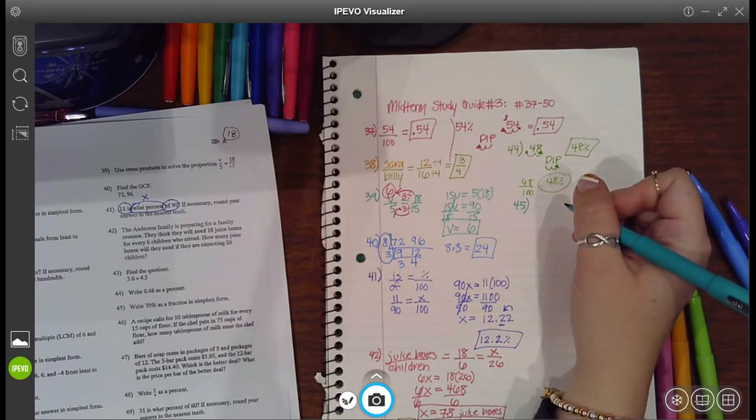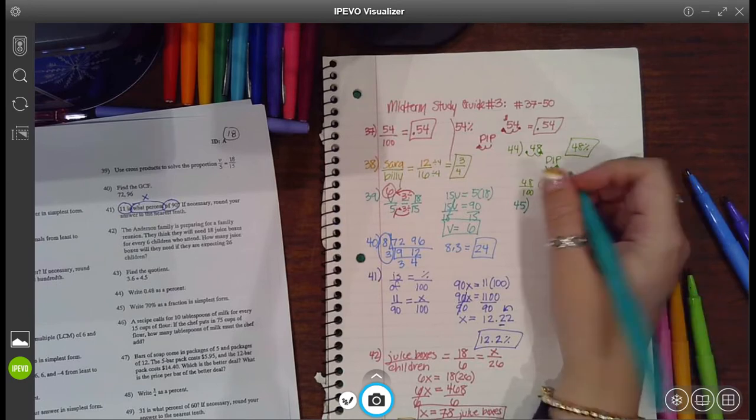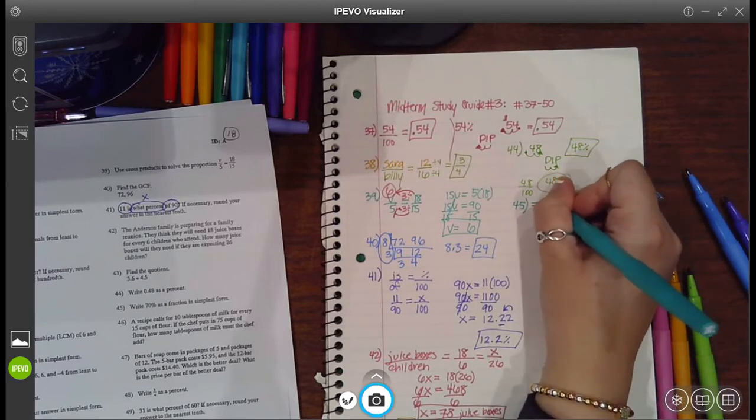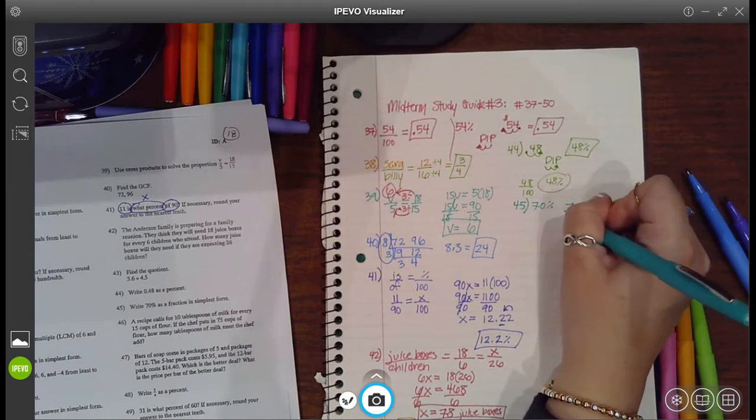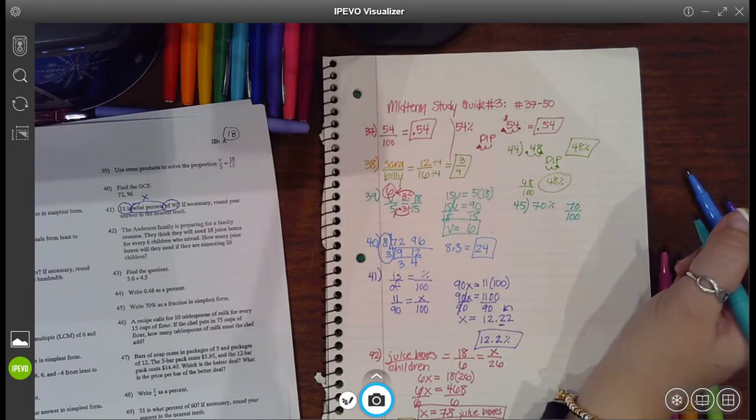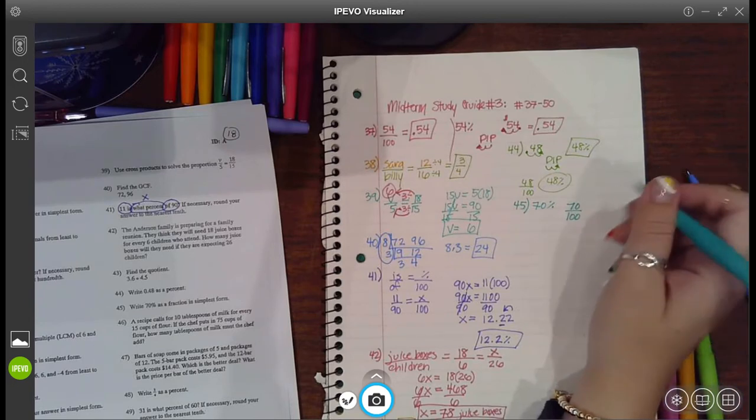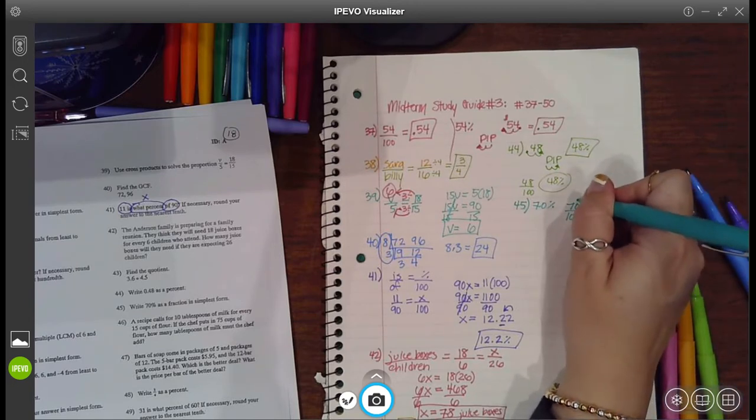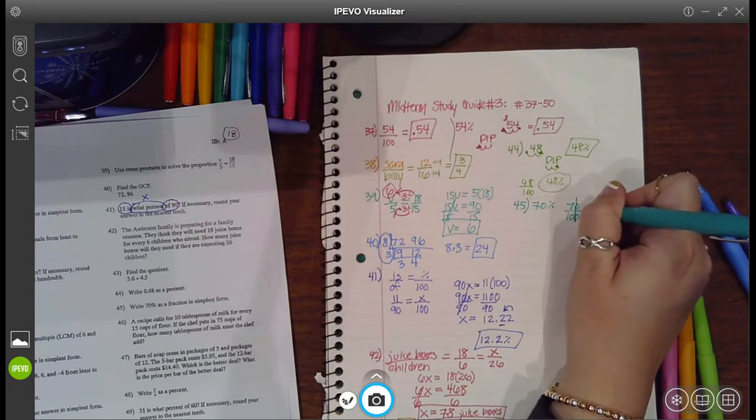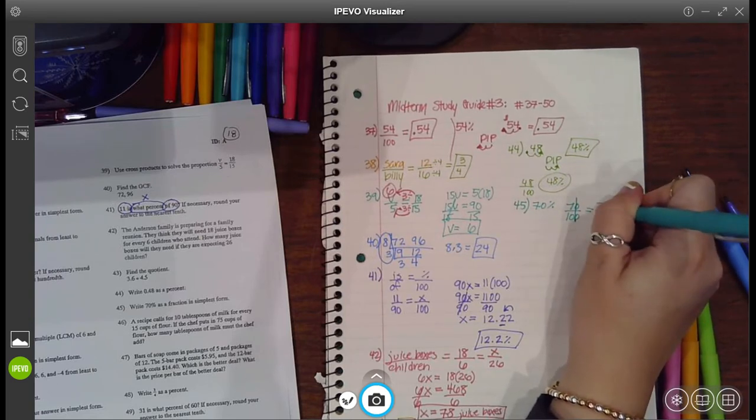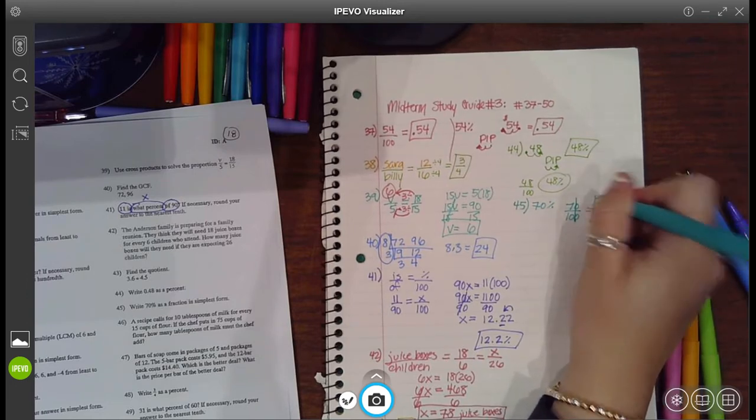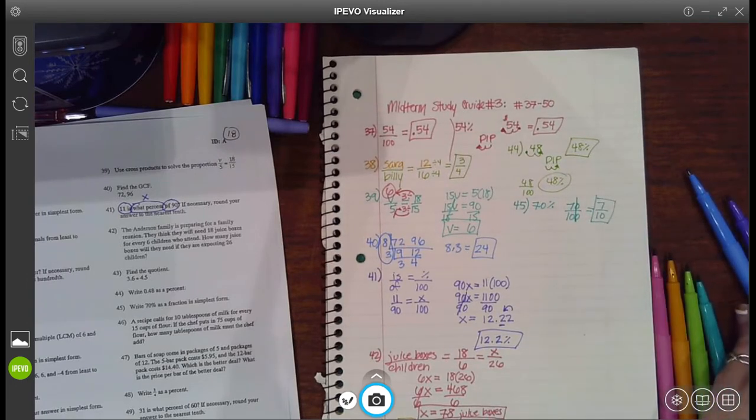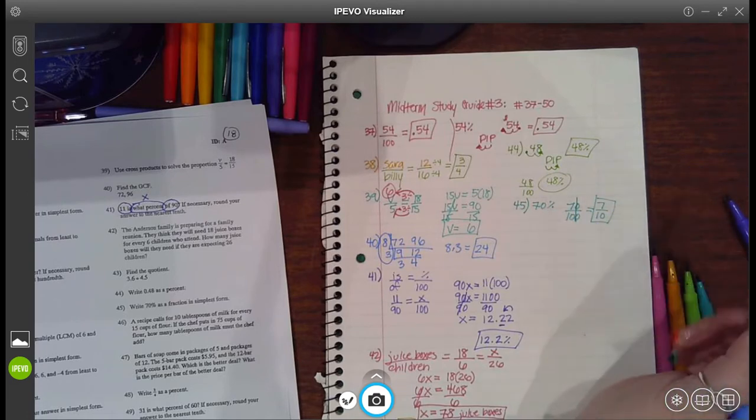Number 45 says write 70% as a fraction in simplest form. Okay, so 70%. When you see the word percent, that means that number out of 100. Okay, there you go. It's a fraction. And it said it wanted it in simplest form. You could divide by 10, which means you just cancel those zeros from top to bottom. So now you have 7 over 10. Can you reduce that anymore? Nope. Done. 7/10 is the same thing as 70%.